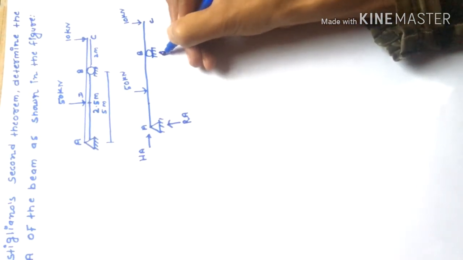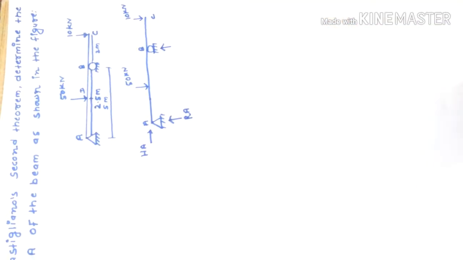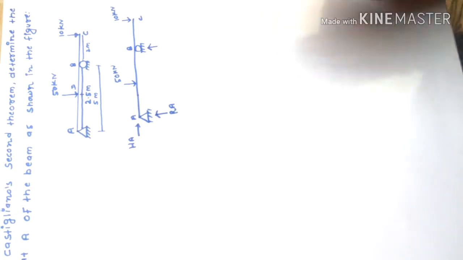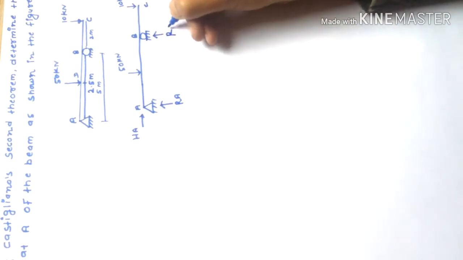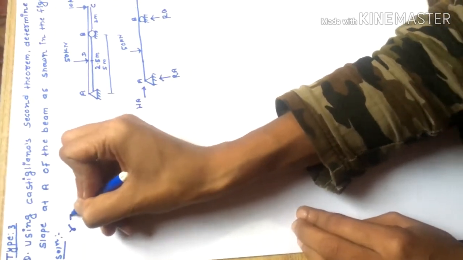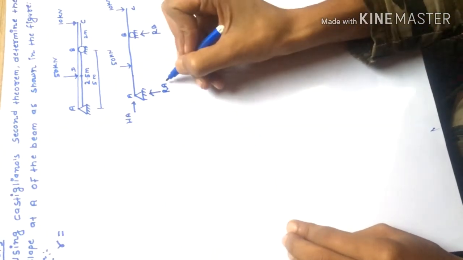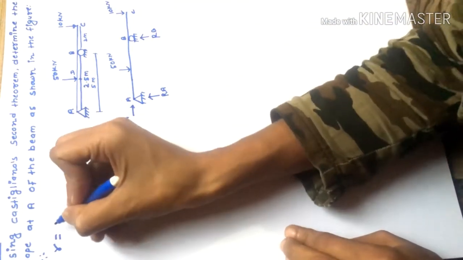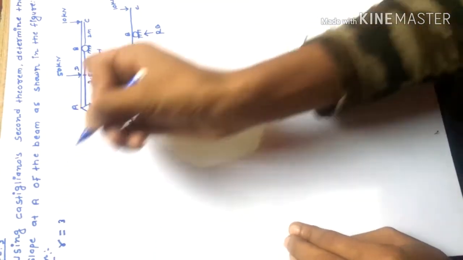Here at point B there is a roller support, and we know at roller support only one reaction is acting, that is vertical reaction. Let it be RB. So here if R is the number of reactions, then we can count it in the figure: 1, 2, 3. So the number of reactions is equal to 3.